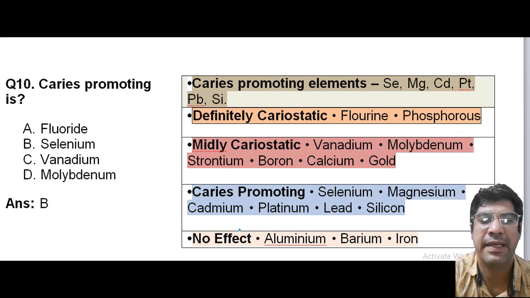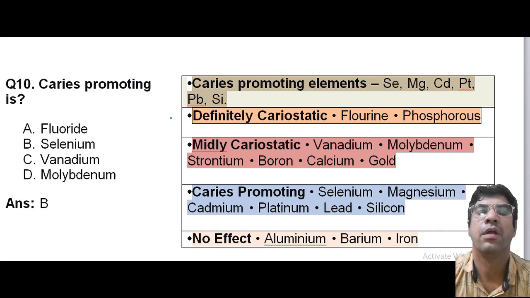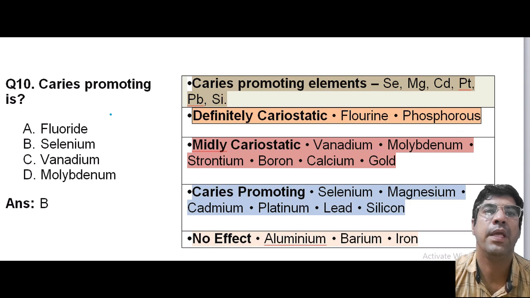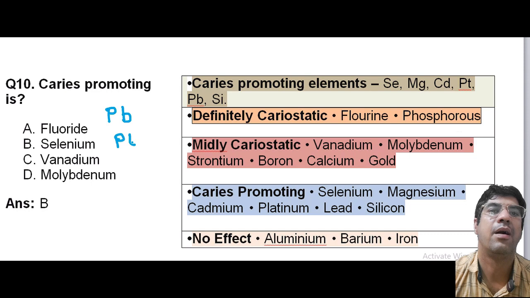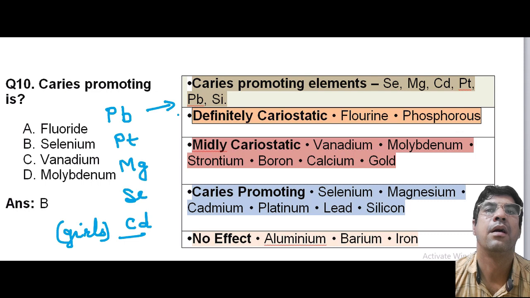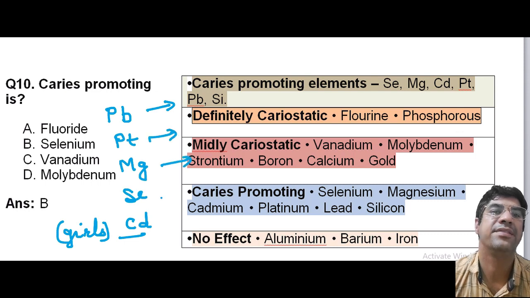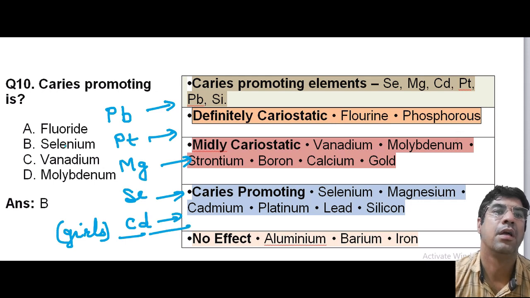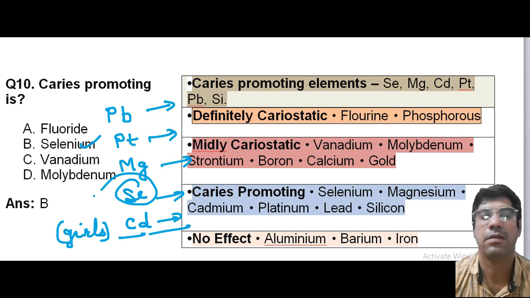Caries promoting is, so the caries promoting elements, remember the mnemonic: Punjab, Patiala or Moga, Se, Kudiya, that means girls. So these are the caries promoting elements: lead, platinum, manganese, selenium, cadmium. So your answer here is selenium. Mark that.